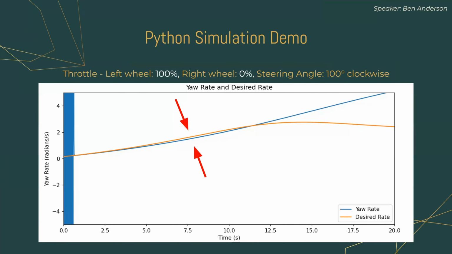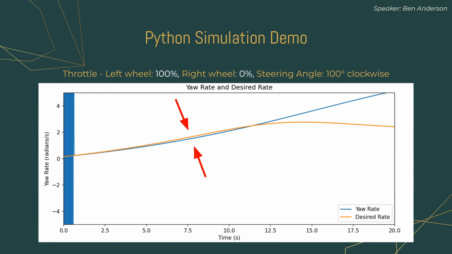Now, we'll be starting with a little demo of our Python simulation. What you're looking at here is a car accelerating with the left wheel throttle at 100% and the right wheel throttle at 0%. And the last parameter is the steering angle, which is set to 100 degrees and is turning the car to the right. And to explain yaw rate really quickly, it is the rate at which an object will rotate. So notice in the graph here that the yaw rate of the car and desired yaw rate of the car is off by a bit.